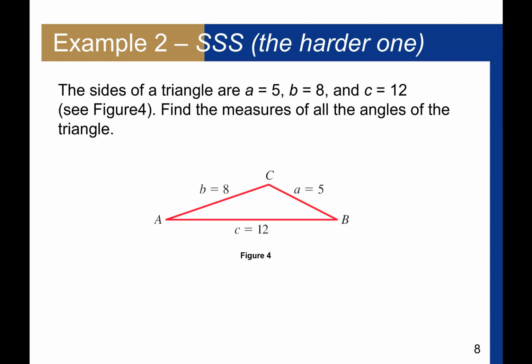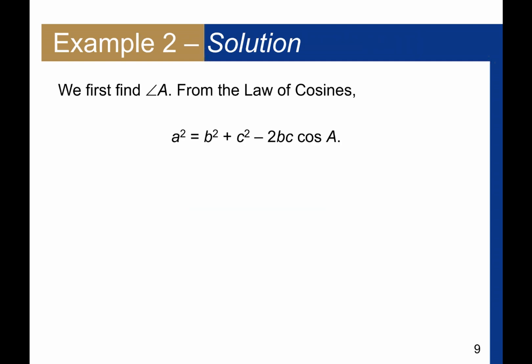As it's labeled here, this is kind of the harder one because of setting up our law of cosines. Say we want to find the measure of angle A. So again, we're going to put the length of side A on one side by itself, and then the measure of angle A with cosine on the opposite end on the far right.